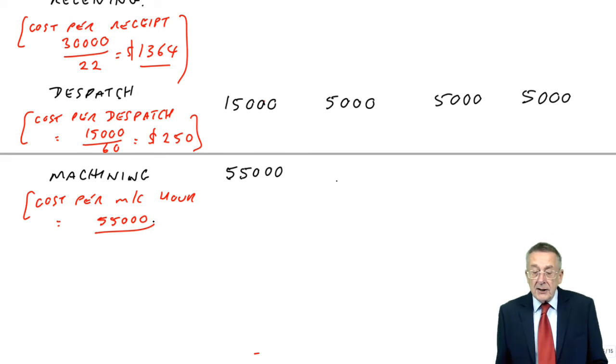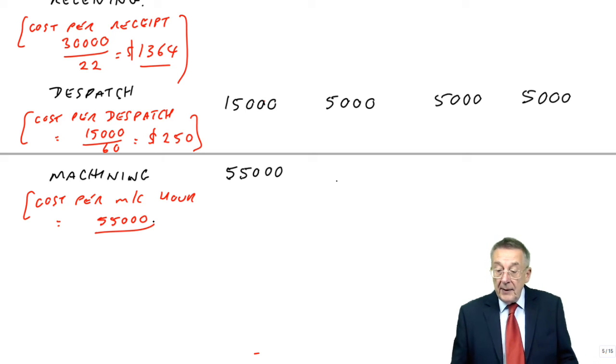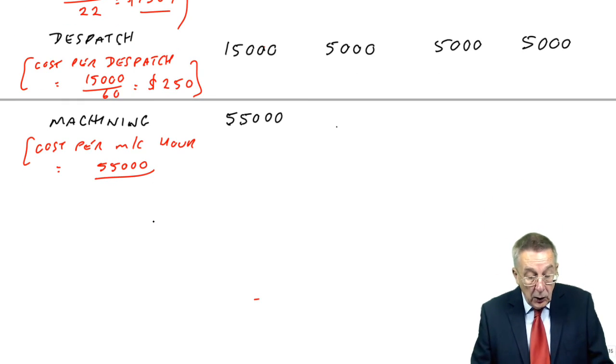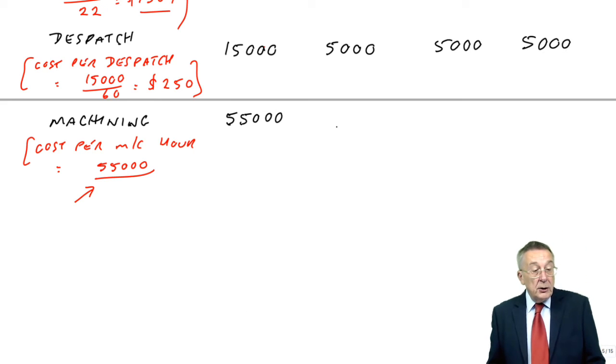And so we have a bit of workings to do. If I wanted a cost per machine hour, we need to know how many machine hours in total there are going to be. And so I do need a bit of workings.